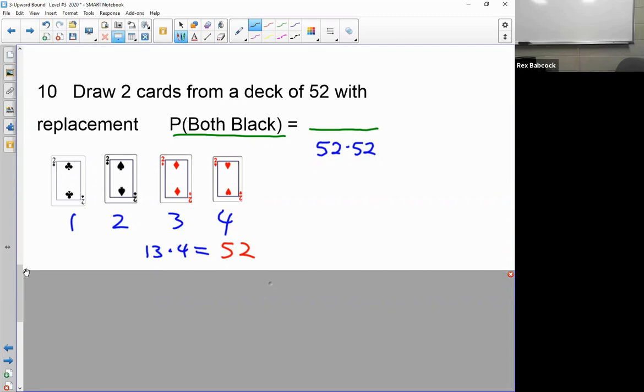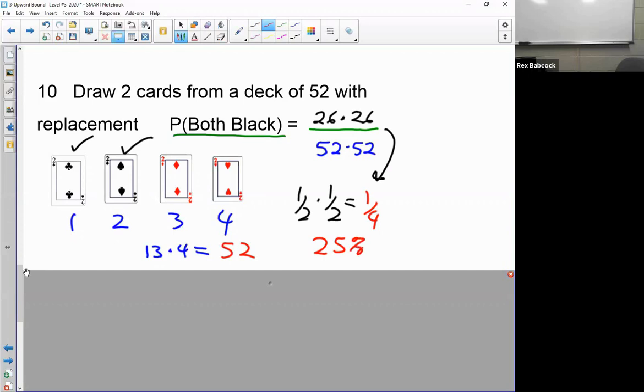They both are black, so there's 26 black cards. I draw the 2 of clubs and put it back in. On the second draw, there's still 26 black, and I draw the 2 of spades, and there's my answer. And usually they'll want you to reduce it, so it's 1/2 times 1/2. The answer is 1/4 or 25%. So it could happen. It happens 25% of the time.